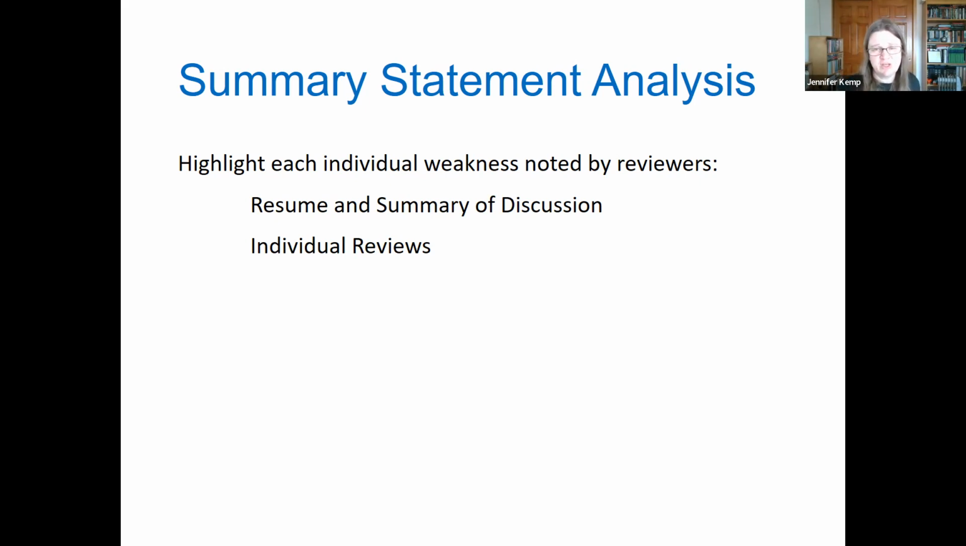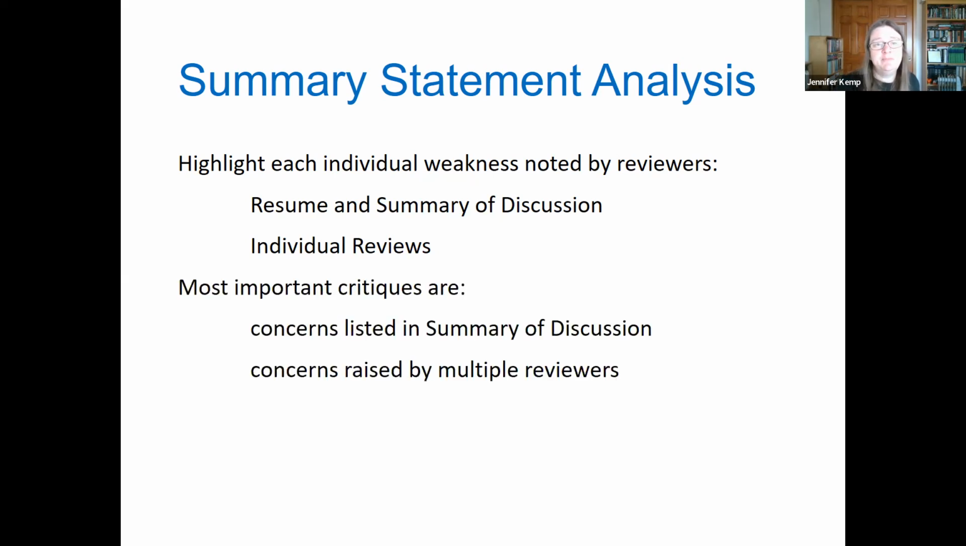So the summary of discussion, that paragraph up front, is written by the SRO who has been at the meeting, and it captures what was discussed during the study section. So you can read this paragraph to gauge what matters most to the reviewers and to the study section as a whole. So any weakness that's raised in this paragraph, be sure to hit it really hard in your resubmission, but also address all the concerns that are listed throughout. So the most important critiques are the concerns that are listed in that summary of discussion up front, but also any concern that was raised by multiple reviewers, especially. Those are really important to address.